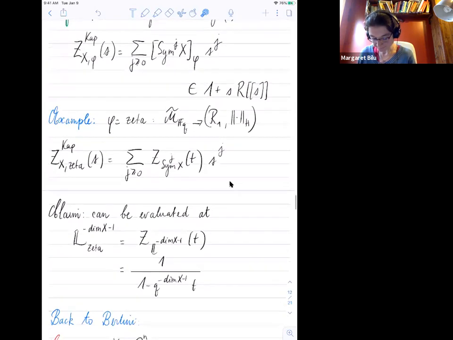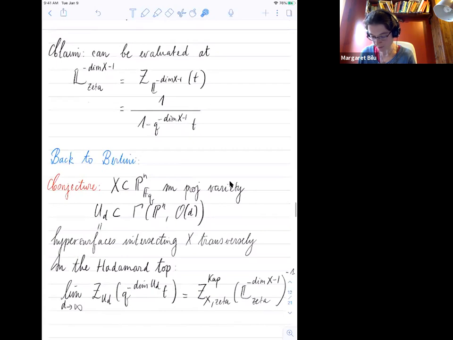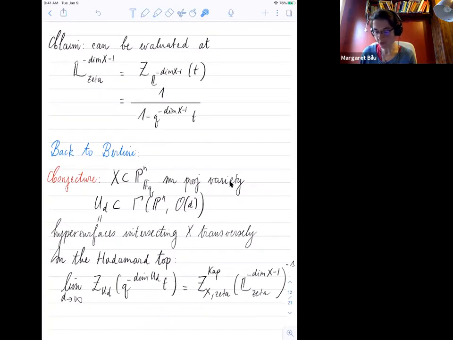And so if we go back to Bertini, our conjecture in its final form is that if X is a smooth projective variety in P^n, I recall the context, and U_d, you remember, is the space of hypersurfaces intersecting X transversely, or more precisely, polynomials defining hypersurfaces intersecting X transversely, then the conjecture is that in the Hadamard topology, the zeta function of U_d, so you remember that in the statements of Poonen's and Vakil and Wood's theorems, you had to divide by the total space of sections, but the total space of sections is just an affine space, and because this is division in the Hadamard ring, this actually just becomes this renormalization here, just by what division in the Hadamard ring is.